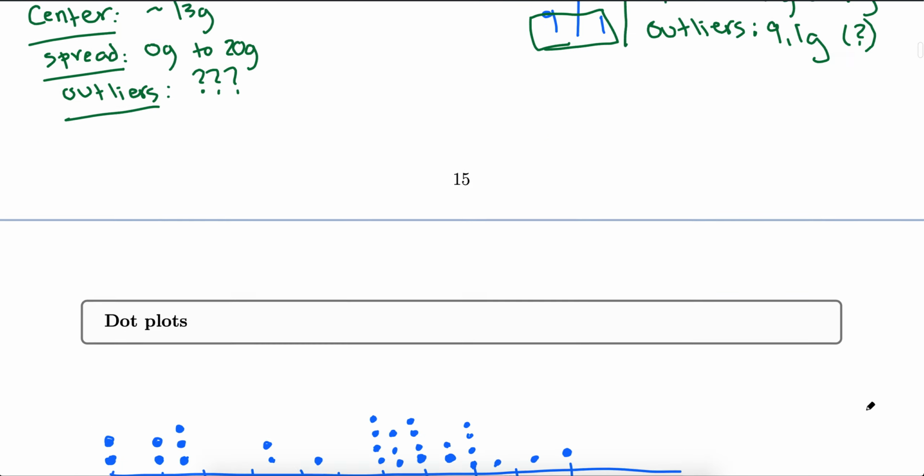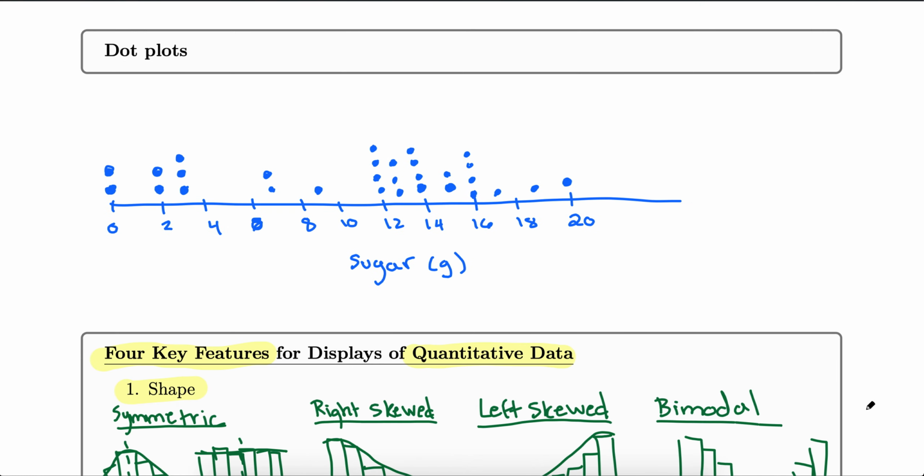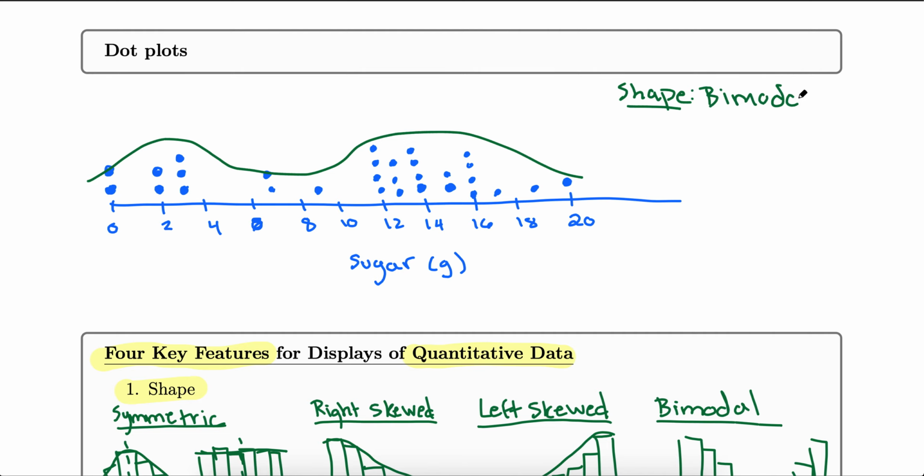All right, let's check out our last plot here, assessing our key features. So our shape for this one. That's right, bimodal. It has two main areas here, this low sugar content and high sugar content. So grandma's cardboard cereal, my amazing Oreo O's with tons of sugar in them. We can see that easier from this plot. So bimodal would best describe the shape.